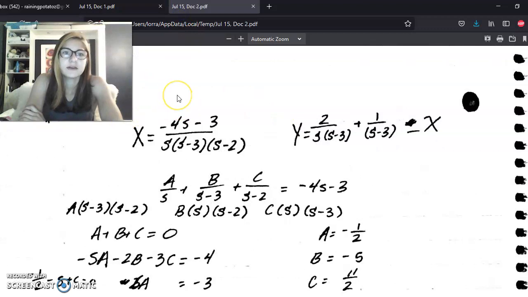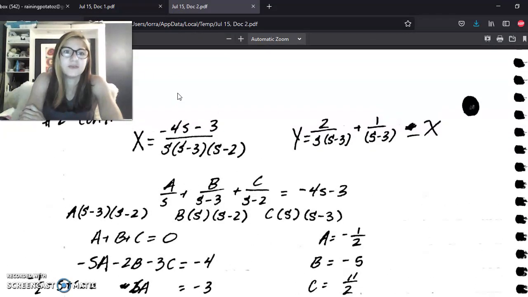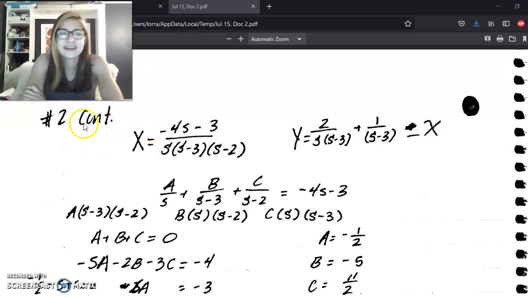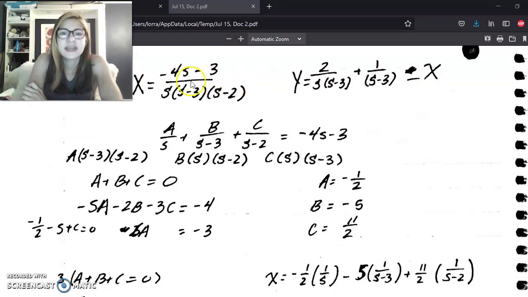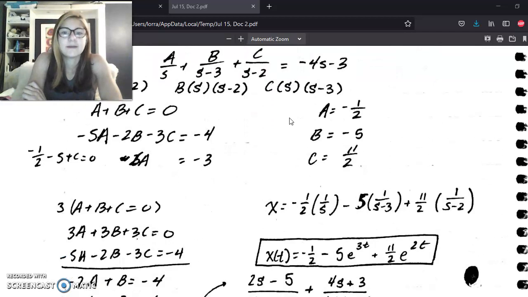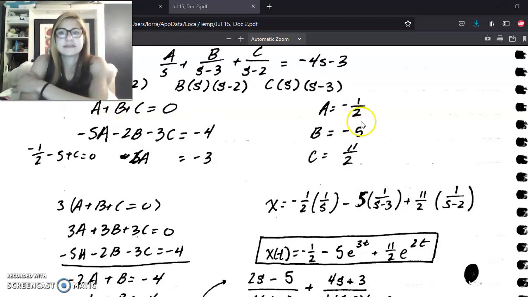And then here is page number 2. You can kind of see that in the corner there. Page 2. So I just transferred what X and Y were equal to. And then using partial fractions, you can solve for X first. So I got A equal to negative 1/2, B equal to negative 5, C equal to 11 over 2.